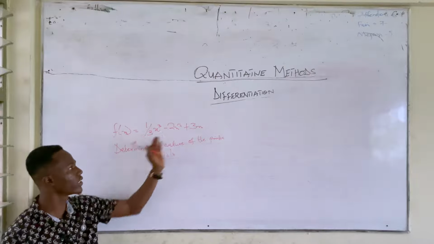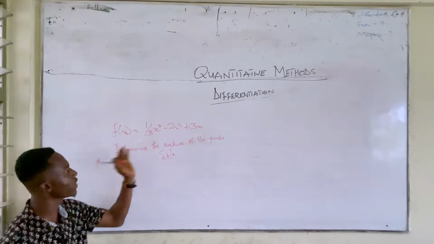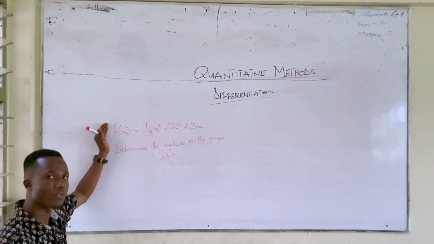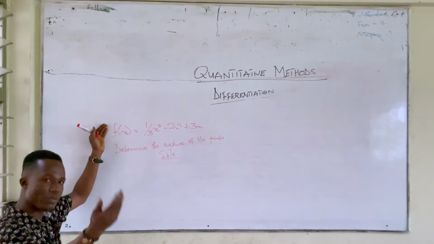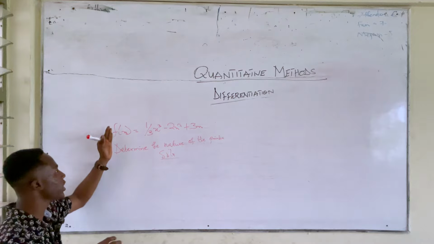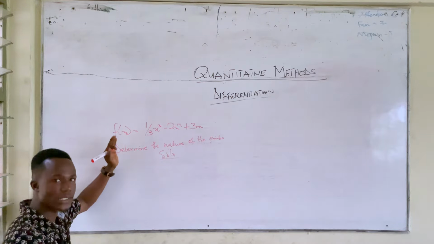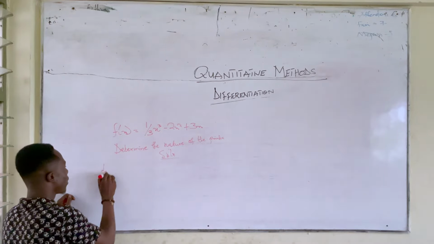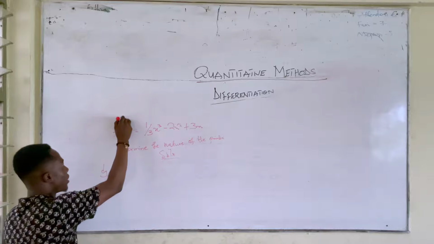We have to differentiate the function. So this is f of x, and when you differentiate f of x, you get f prime of x. F of x here is the same as y, so you can change it to y and call it dy/dx.